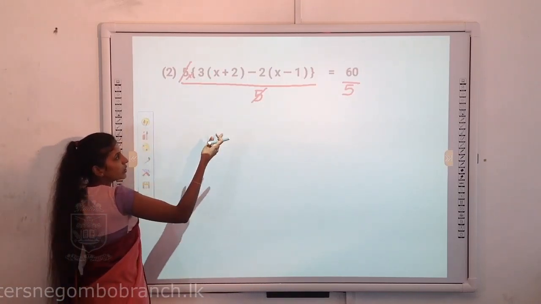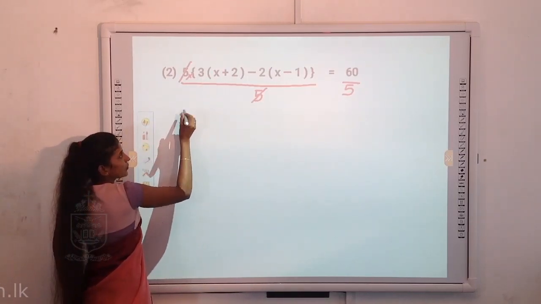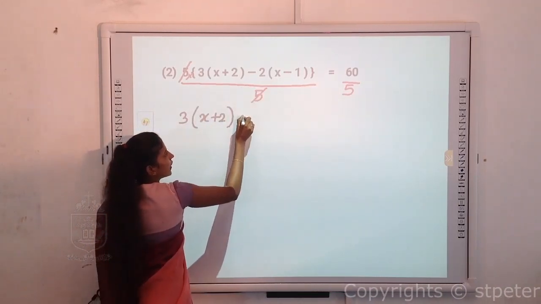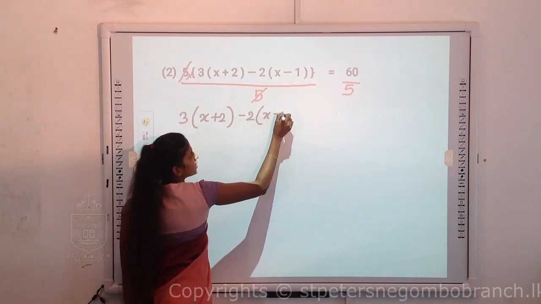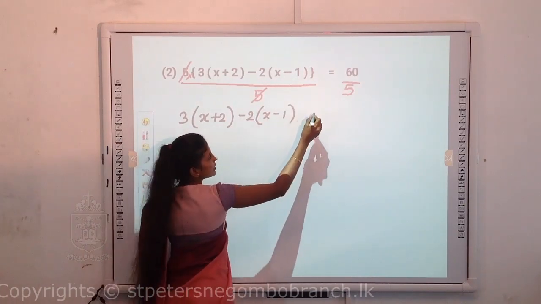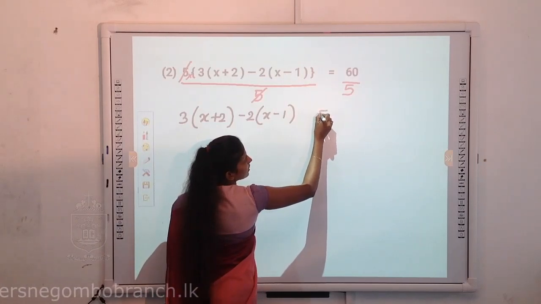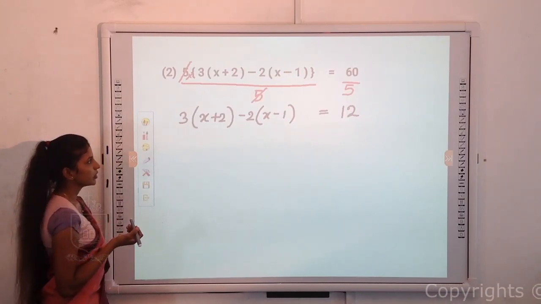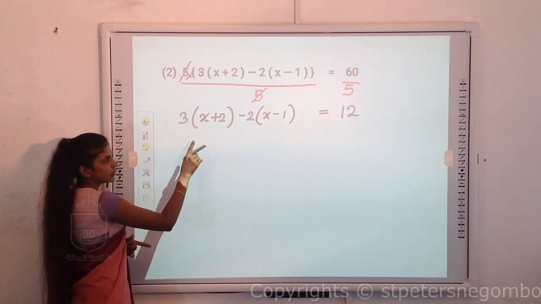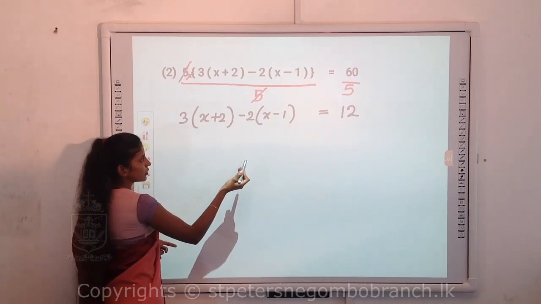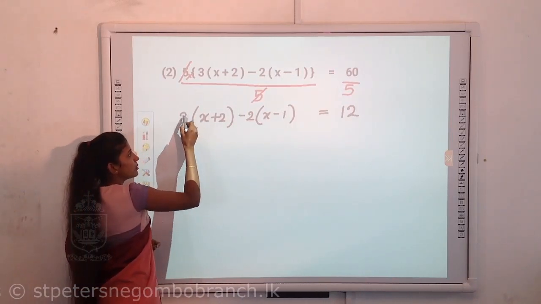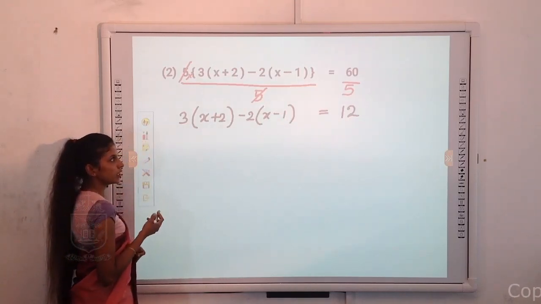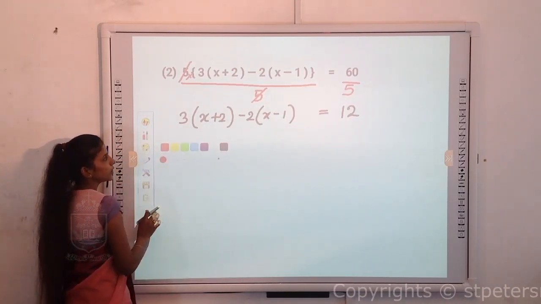So what is remaining? Now the curly bracket has been removed. We don't want to put the curly bracket again. 3, take this down, x plus 2. And here you have minus 2 with an expression x minus 1. 60 divided by 5, answer is 12. What's the next step? Now here we can't cancel 2 at first, because these numbers are multiplied by this expression. This number is multiplied by this expression. So our next step is to remove the bracket.